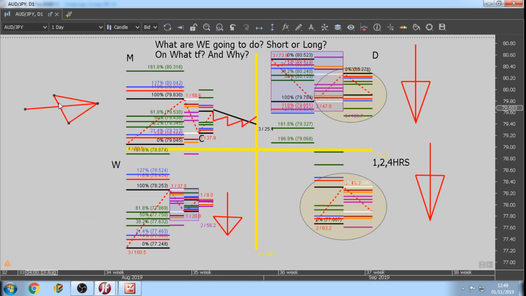But this is the test. This is the test for the traders who want to use the Fibonacci's. What are we going to do? Short or long, on what time frame, and why?